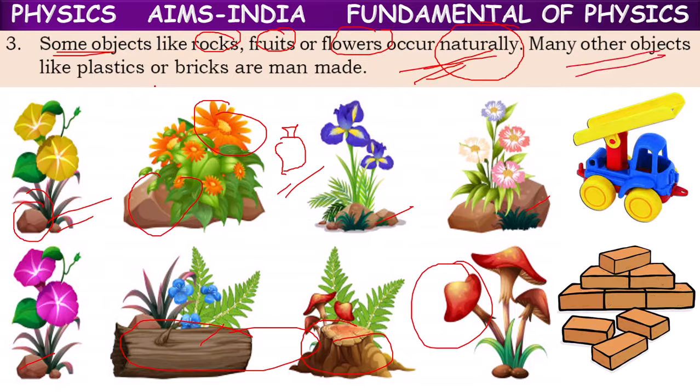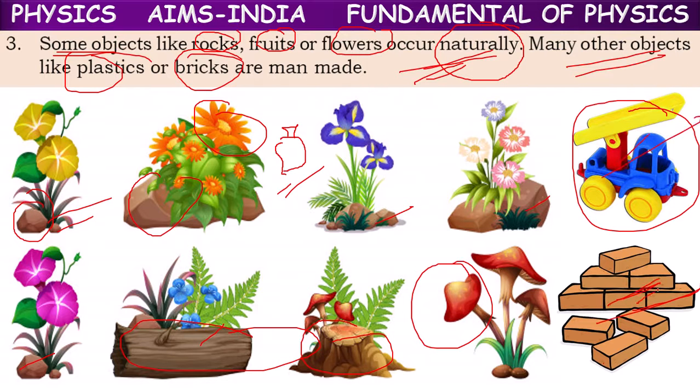But many other objects like plastics, this is a plastic toy, or bricks, which we use for constructing houses, these plastic toys and bricks are man-made. So of the objects we see in our daily life, some occur naturally without the help of man, they are present in nature, and some are made by man. Like this, we observe two different kinds of objects.